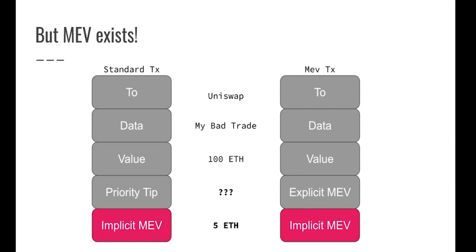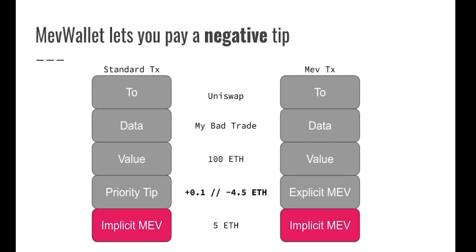So what does MEV Wallet add to this? Well, you might pay a 0.1 or 0.01 priority fee for this transaction if you're in the normal block space market. You're still going to get searched, you're still going to get sandwiched. You're going to end up in the MEV block space market instead, accidentally, and you're going to end up overpaying. So if we're generating 5 ETH of MEV and we're paying a 0.1 ETH tip to the block producer, that's a really bad execution price.